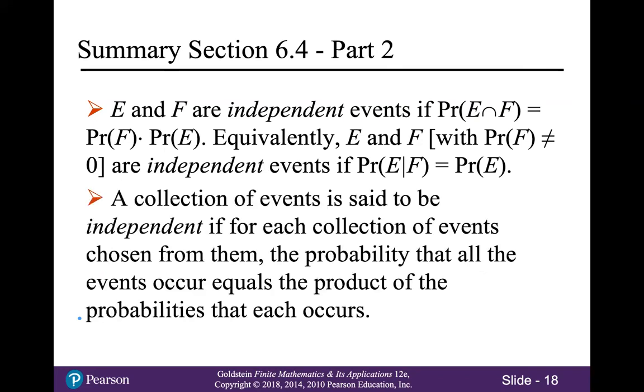And then a collection of events is said to be independent if, for each collection of events chosen from them, the probability that all the events occur equals the product of the probabilities that each occurs. And that's going to do it for section 6.4.